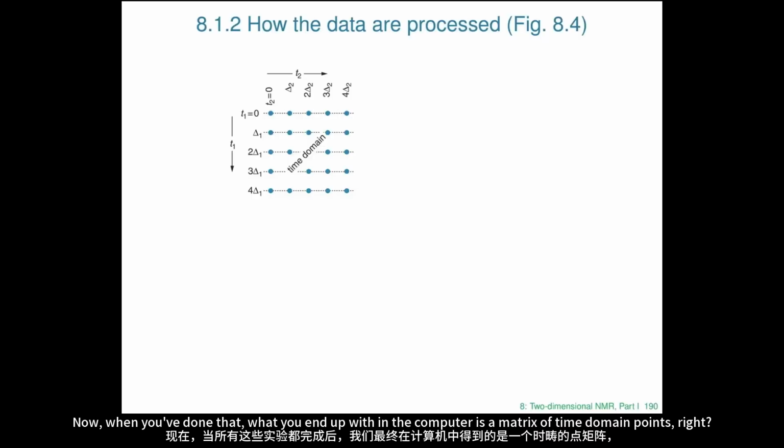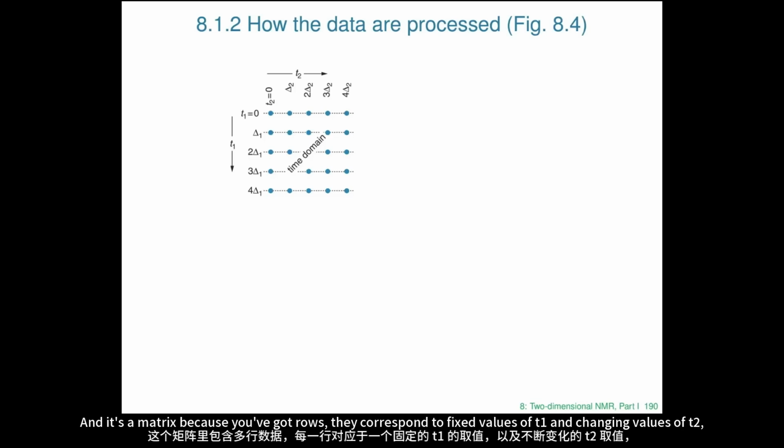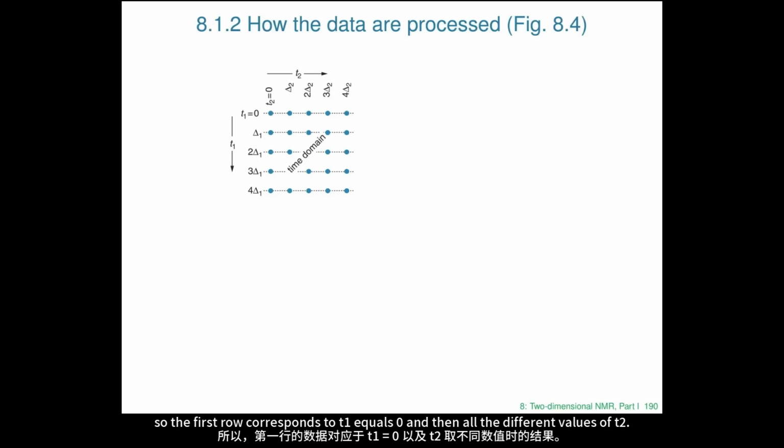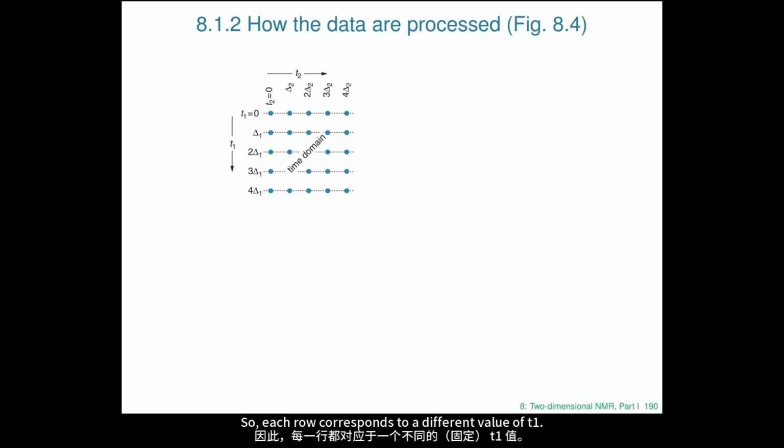Now when you've done that, what you end up with in the computer is a matrix of time domain points. Right? Everything is measured as a function of time, so it's the time domain. And it's a matrix because you've got rows, they correspond to fixed values of t1 and changing values of t2. So the first row corresponds to t1 equals 0, and then all the different values of t2. And the second row corresponds to t1 is equal to delta 1 and all the different values of t2, and the third row, and so on and so on. So each row corresponds to a different value of t1.